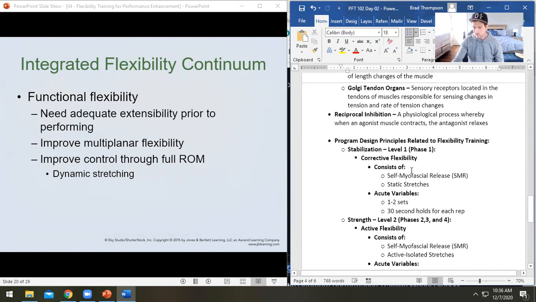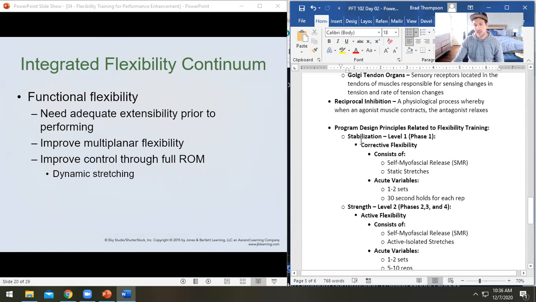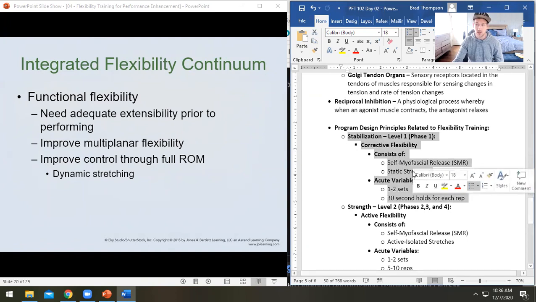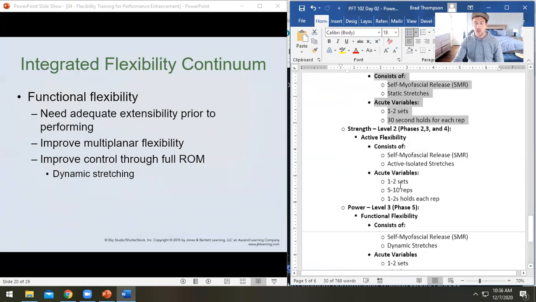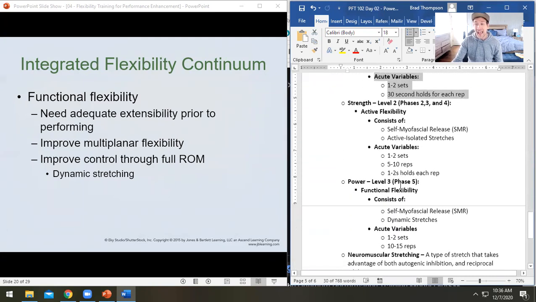So again, one more review. Stabilization uses corrective flexibility, which are techniques that focus on autogenic inhibition. That's self-myofascial release and static stretches. At the strength level, you are going to focus on active flexibility. This is going to use reciprocal inhibition by using active isolated stretches to contract an agonist and hopefully relax its antagonist.